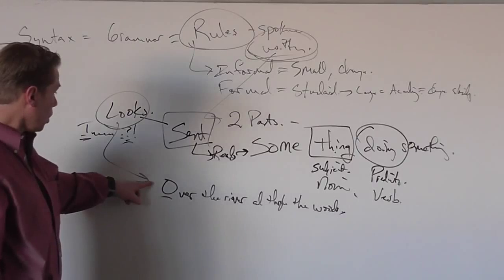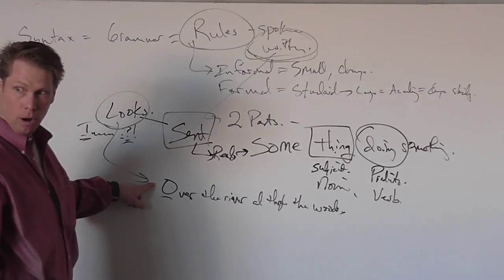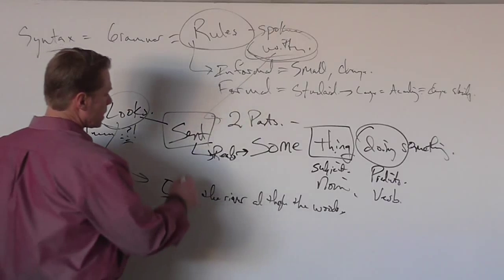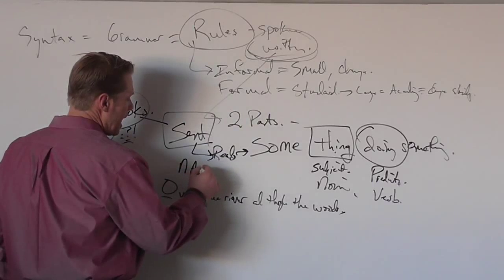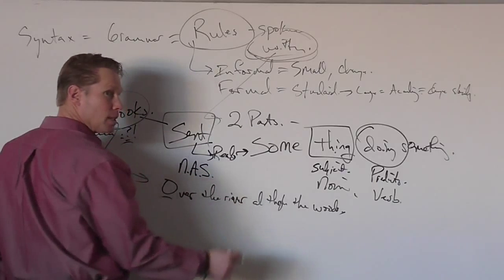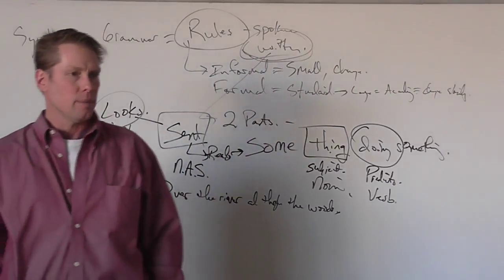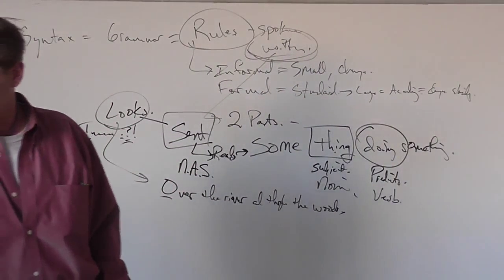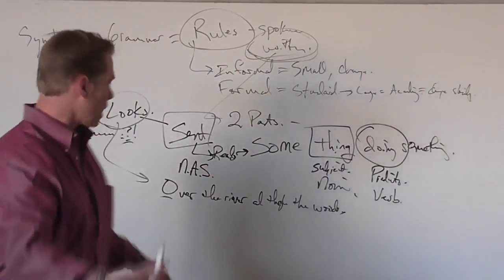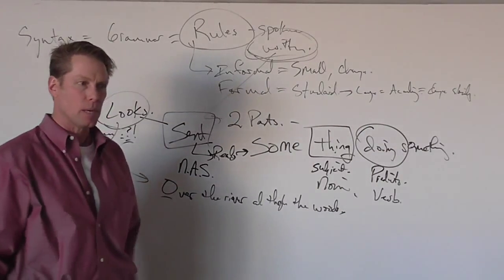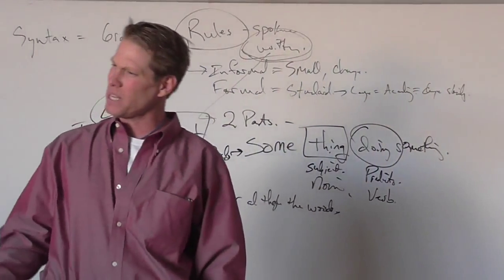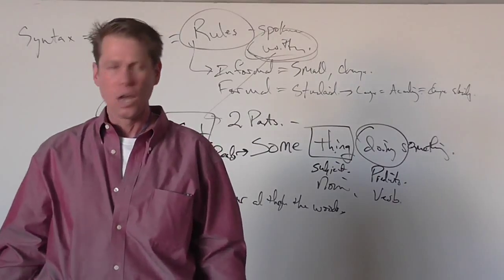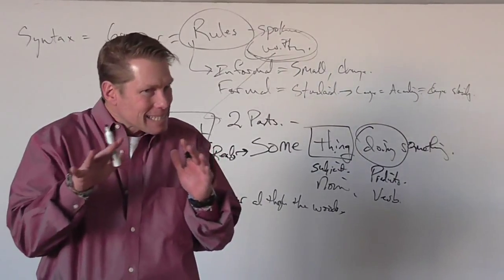Wait a minute. It looks like a sentence. Agree? Right? But we're going to say about this sentence that it is N-A-S. Anybody want to guess what that means? You got it. In my annotative approach, anytime I'm reading your essay and I write N-A-S, it simply means not a sentence. What do you mean not a sentence? Over the river and through the woods?